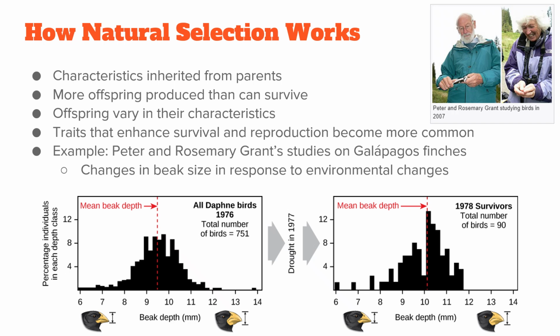The long-term studies by Peter and Rosemary Grant on Daphne major showed that after a 1977 drought, surviving finches had deeper beaks that handled tougher seeds. Mean beak size in the population increased measurably, a clear case of natural selection in action.